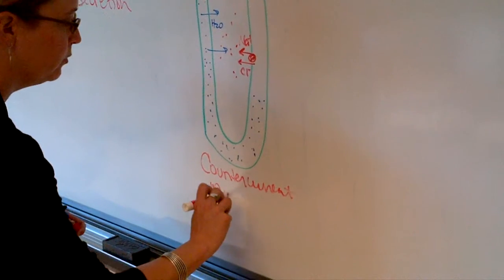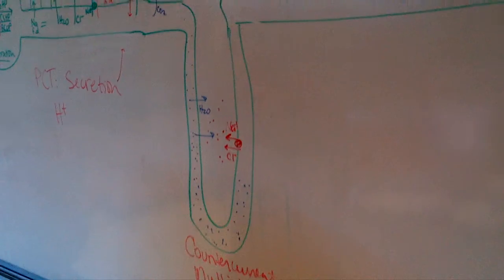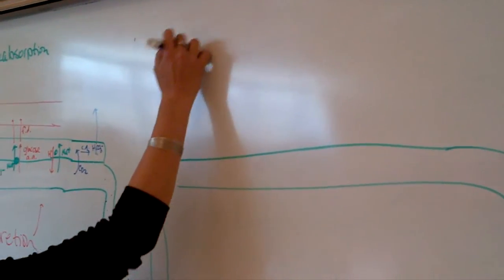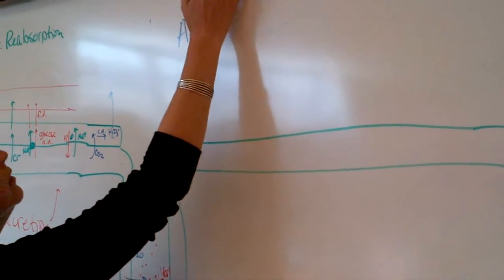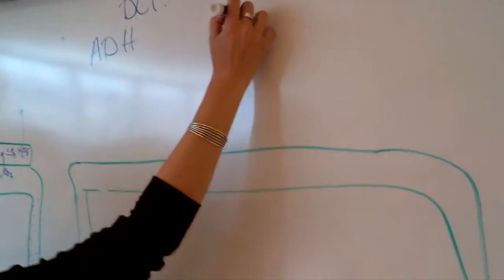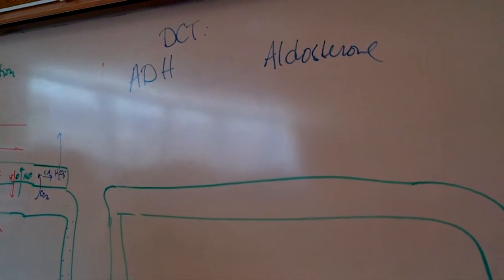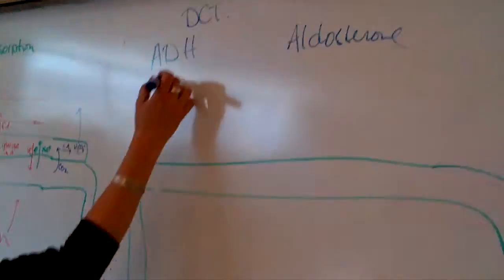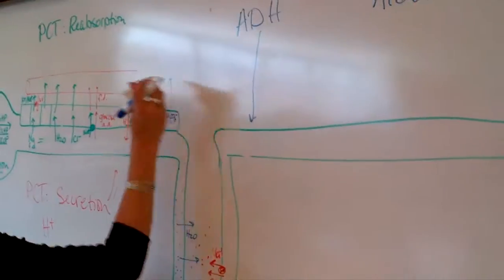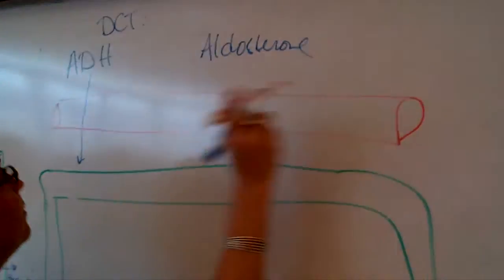And then, if we move on, this is more what we talked about after the break. At the DCT, this involves the regulation, right? So we've got ADH and aldosterone. Because at the DCT we have secretion and we have reabsorption, right? So ADH is going to cause what to happen?